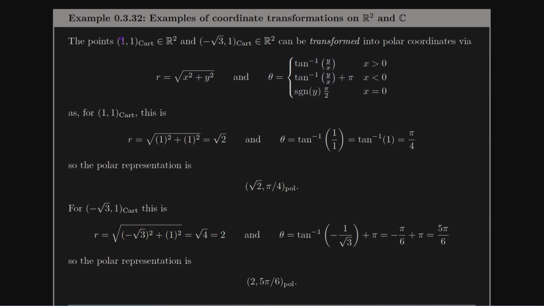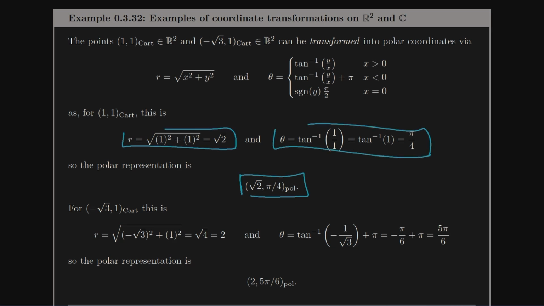In the first case, 1 and 1, the x value, 1, is positive, so I'm just going to follow this. And when I follow that, I have tan inverse of 1 divided by 1, which is tan inverse of 1. Plug that into the calculator, you'll get pi over 4. And so in my first case, I've calculated the radius and the angle, and I can just write it as root 2, pi over 4. Keep in mind, this was the first case, 1, 1 in Cartesian. They're two sides of the same coin.